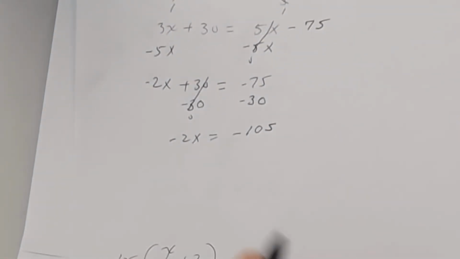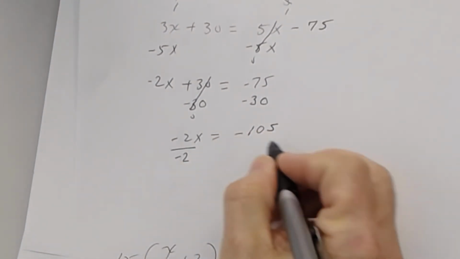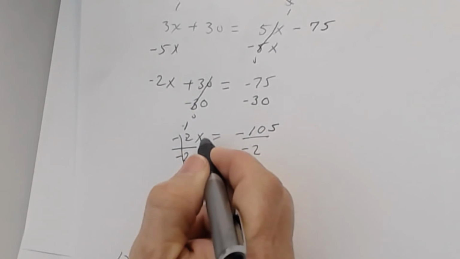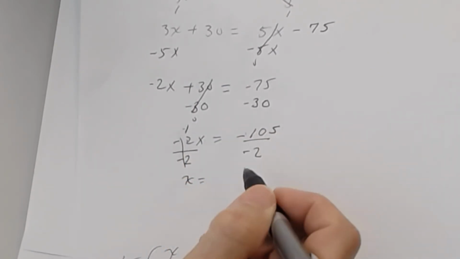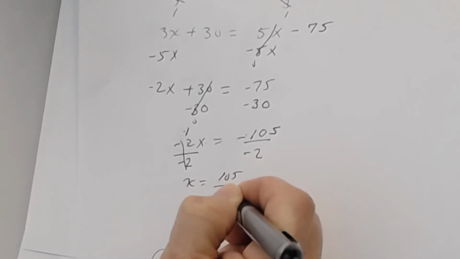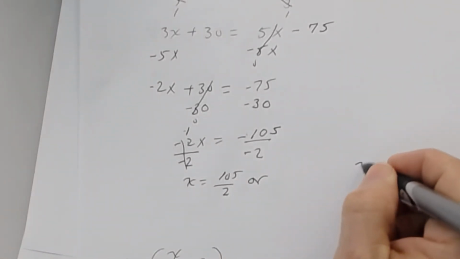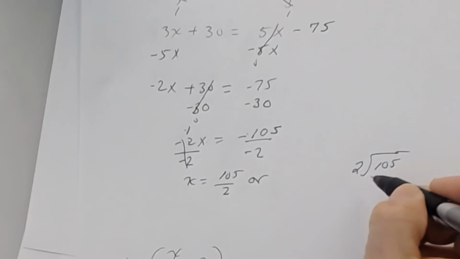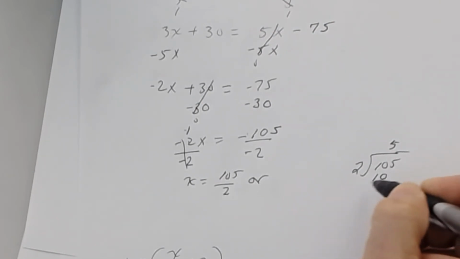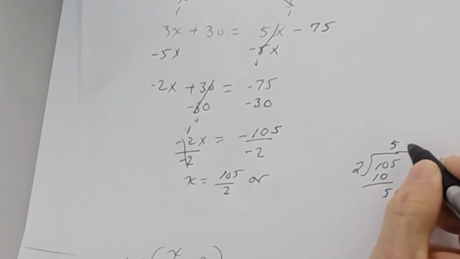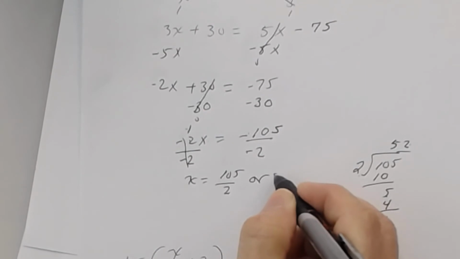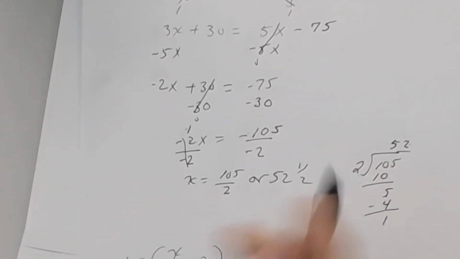And then finally do what? Divide both sides by negative 2. A negative 2 divided by negative 2 is a positive 1. 1 times x is x. A negative divided by negative is a positive. You can leave it as an improper fraction. Or, if you want to change it to a mixed number, you can say 2 into 10 is 5. 5 times 2 is 10. Bring down the 5. 2 into 5 is 2. 2 times 2 is 4, with a remainder of 1. This is 52 and 1/2. Okay.